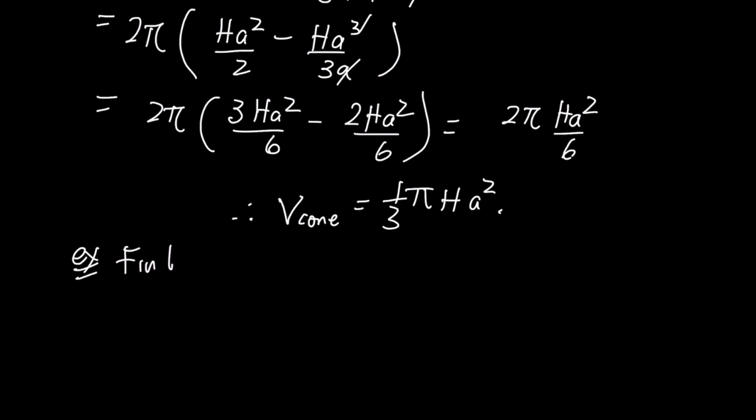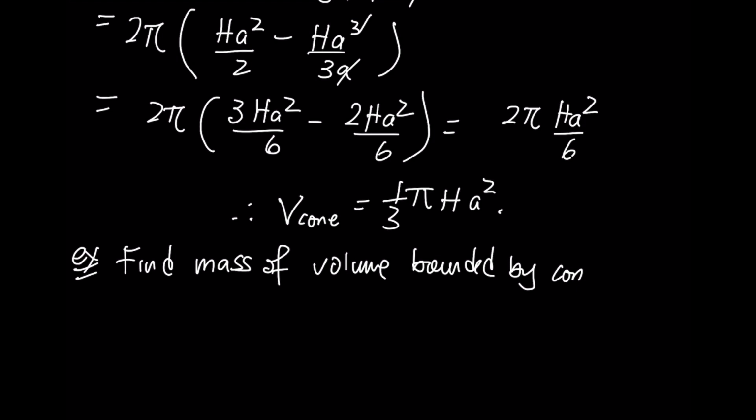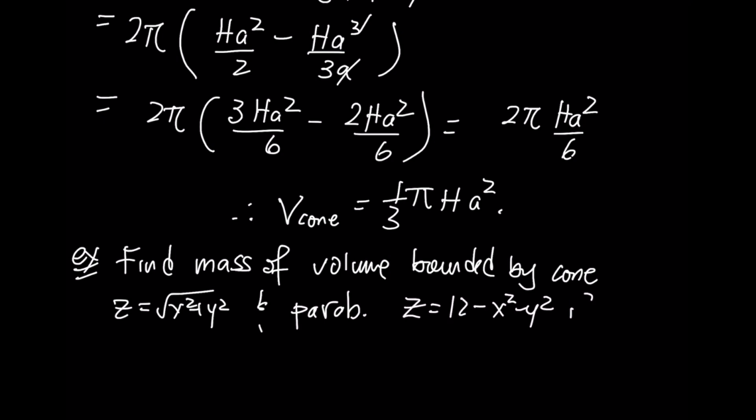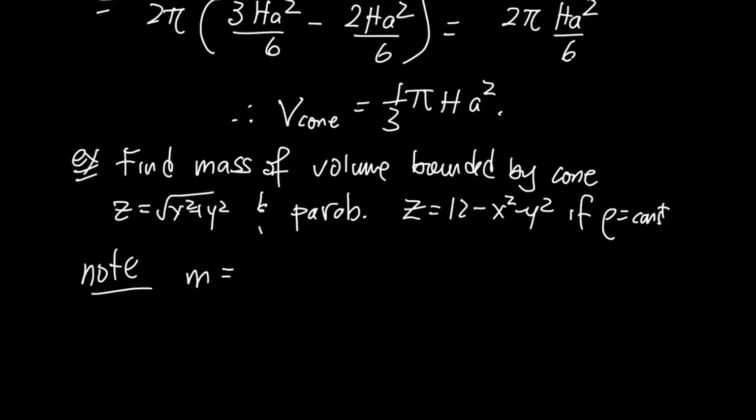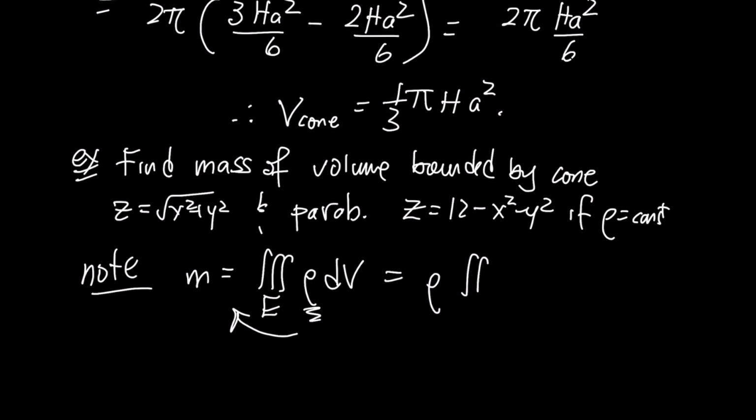Let's come up with the mass of a volume that's bounded by a cone, z equals square root of x squared plus y squared, and a paraboloid, z equals 12 minus x squared minus y squared, if the density is a constant. The mass is always equal to the integral of the density over that entire region, but if the density is a constant, this simply boils down to determining the volume of our region.